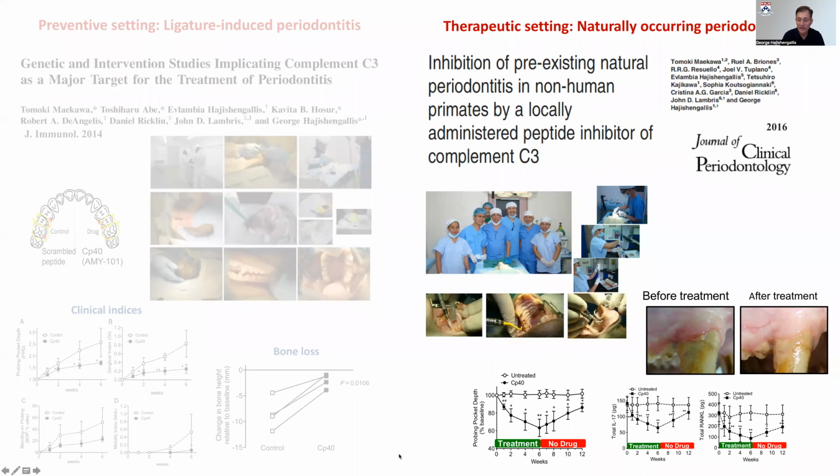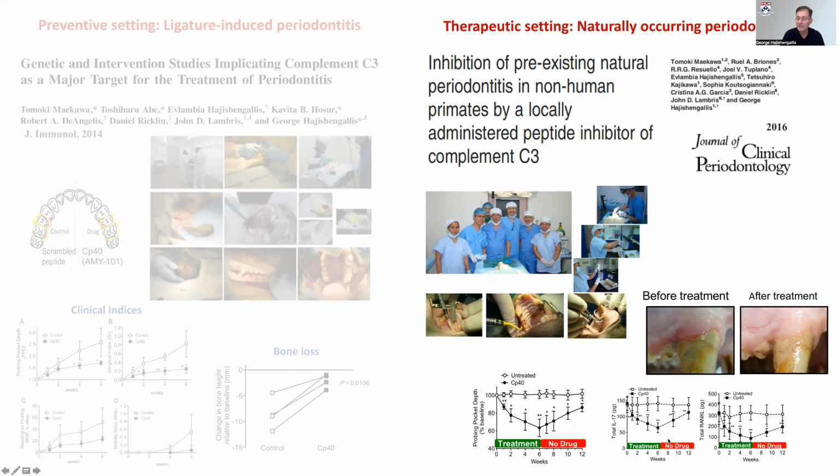And also in this case, and this is just some of the data, here is a clinical picture. You can see the inflammation in the gingiva, and they are swollen and reddish, and you can see that they look much healthier after the treatment. Here you can see that the probing pocket depth was significantly reduced after treatment, and even after we discontinued the use of the drug, the monkeys were much better off than when they started.